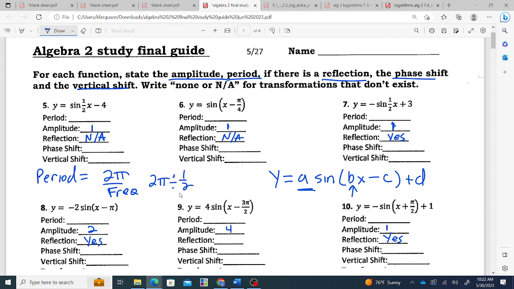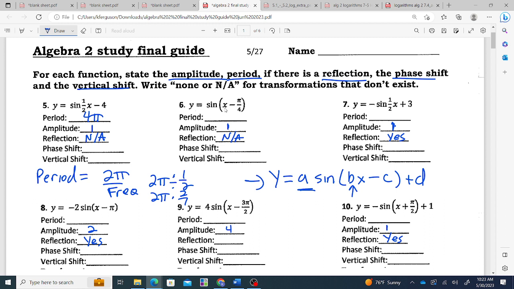And what kind of a problem is that? That's a keep, change, flip. So then that's 2 pi times 2 over 1. So the period for number 5 is 4 pi. Even though frequency is not on there, you need to be able to call out the frequency. That's why I wrote this right here. A is your amplitude, B is your frequency. Whatever number is multiplied times X, that's your frequency.